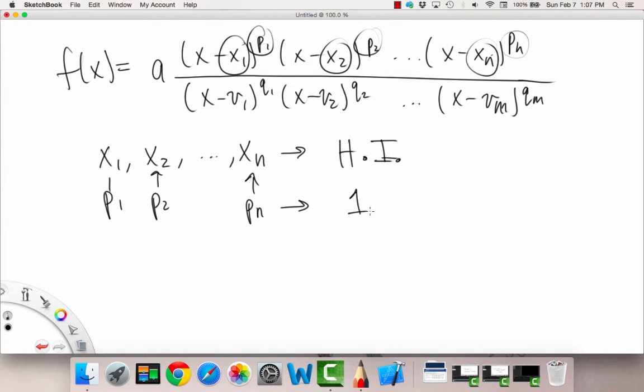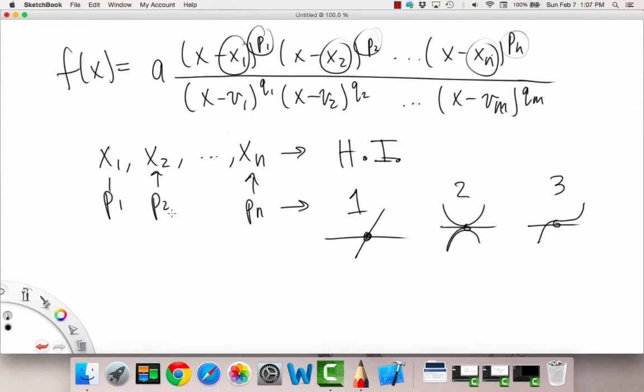If it's a 1, then you have some kind of linear crossing of our horizontal axis. If it's a 2, you have some kind of parabolic thing going on with a U. If it's 3, then you have an S shape or something like that, okay? So the p powers determine what goes on near your roots, okay?